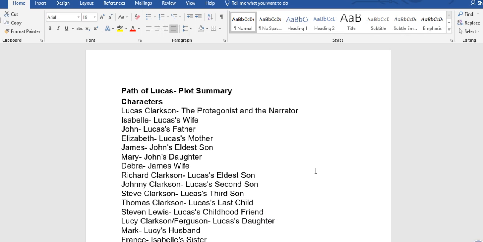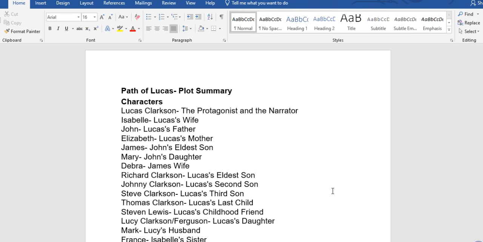Now let's first consider the major characters we have in the novel. But before we do that, the setting of this novel is Canada and Florida, one of the states in the United States of America. Now let's look at some of the major characters in the novel.